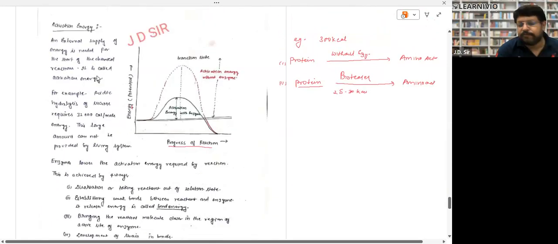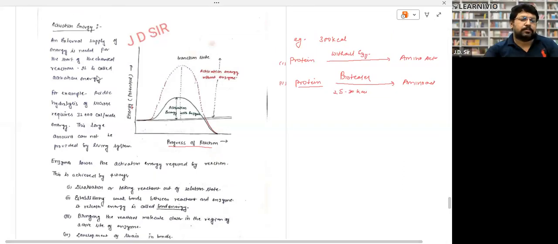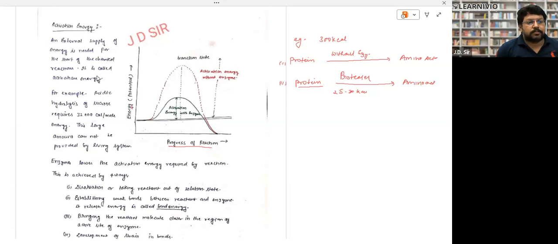Can you tell me what is the benefit of enzymes? Any one of you? What is the benefit of it? How is it usable for our body? Yes, Martin. Jyotika?